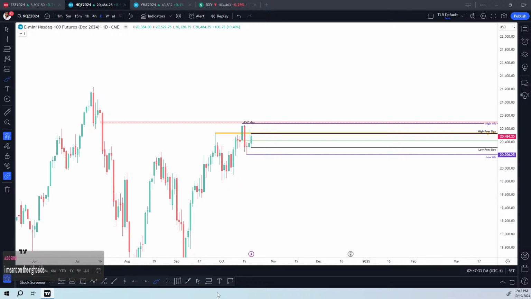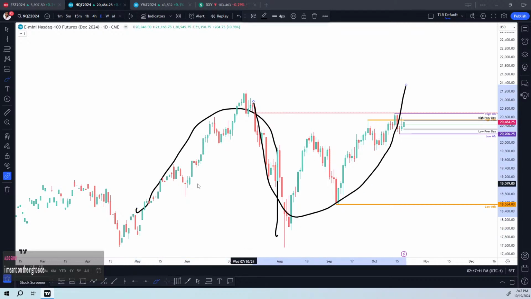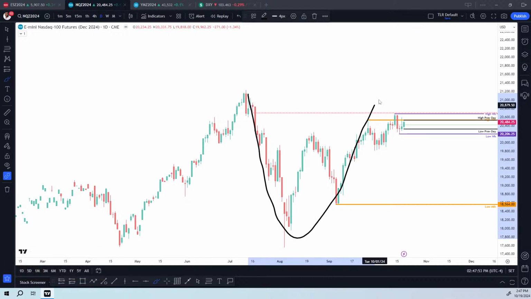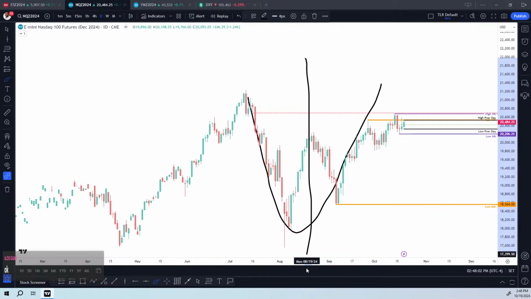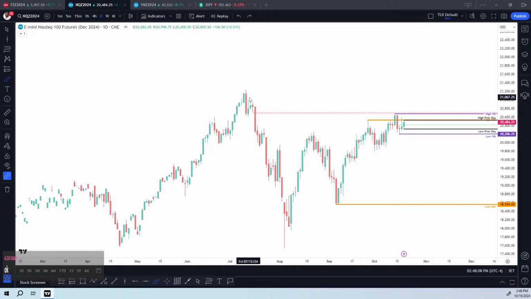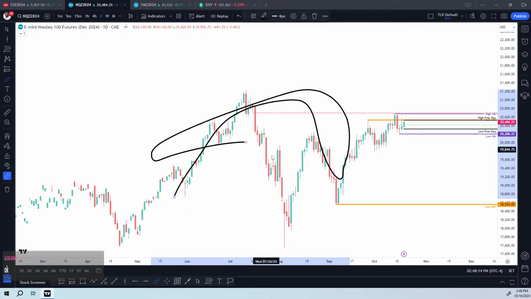So looking at this, if you look at this market maker sell model and this market maker buy model, when you're on the right side of the market maker sell model, you're looking at redistribution. When you're looking at the left side of the market maker buy model, you're looking at distribution. So you got distribution on the left side of a market maker buy model, and redistribution on the right side of a market maker sell model. So distributing is going down, accumulating is going up in the sense of a market maker buy model.